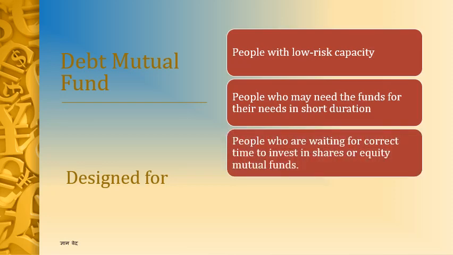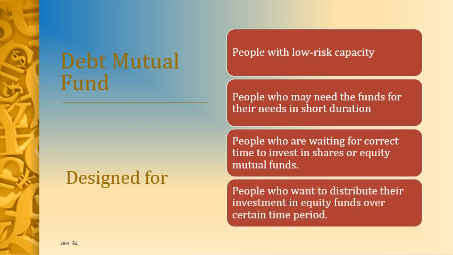People who are waiting for the correct time to invest in the share market or equity mutual funds can initially put their lump sum amount in debt mutual funds. When they see that the market has a little correction or downfall, they can move from the debt mutual fund to the equity mutual fund, or they can directly invest in stocks.